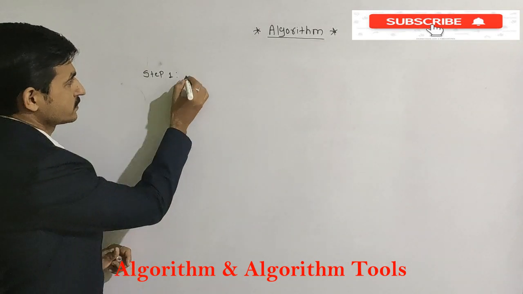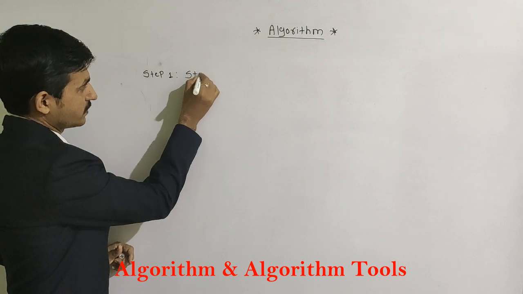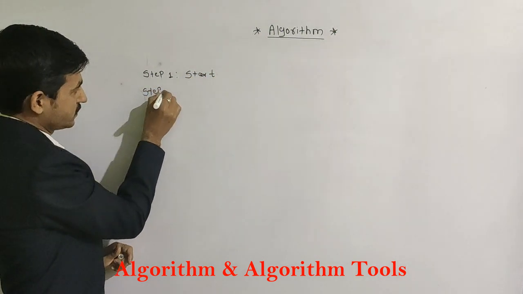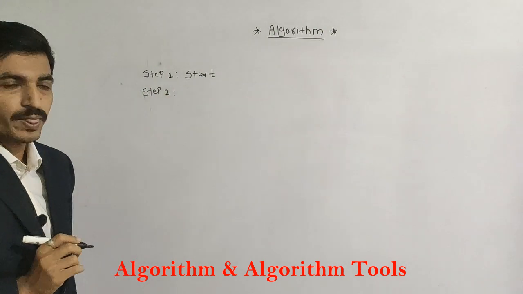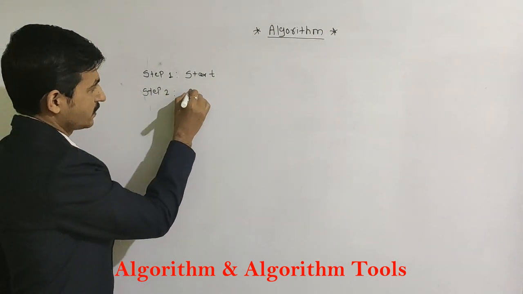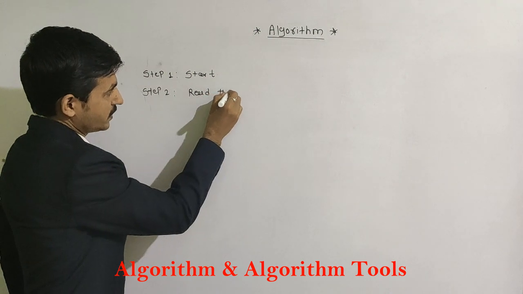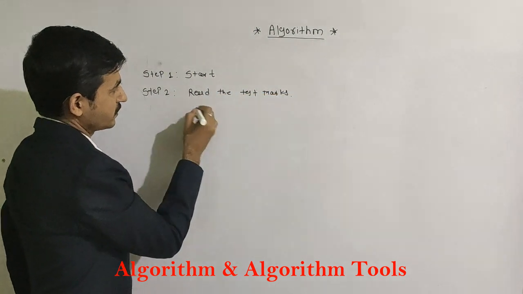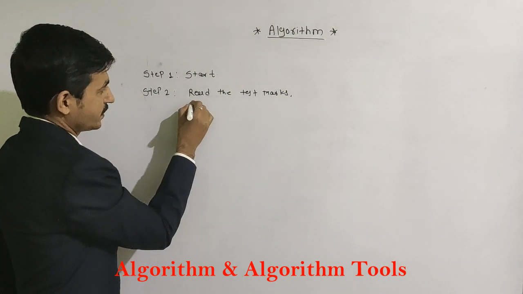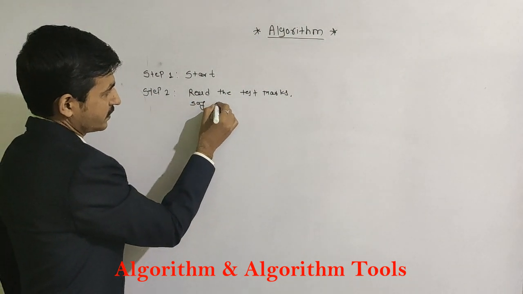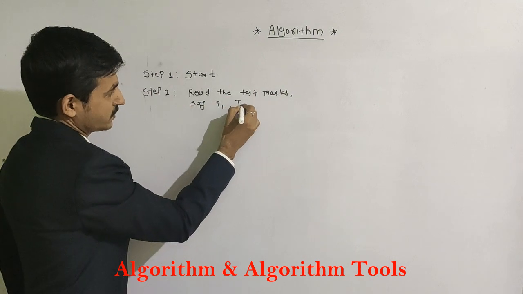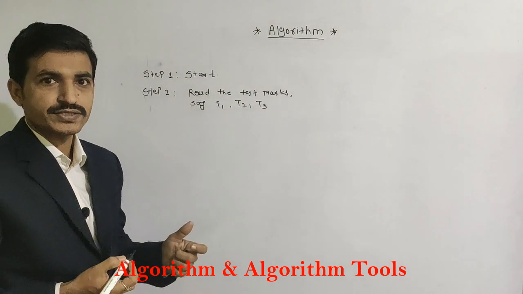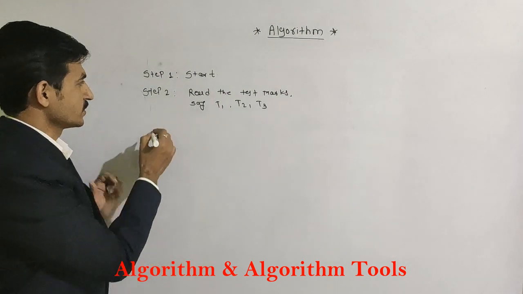Step number 1: Let's start. Step number 2 is to read the test marks. Let's say test 1, test 2 and test 3. These are the 3 tests we have to read from the user.